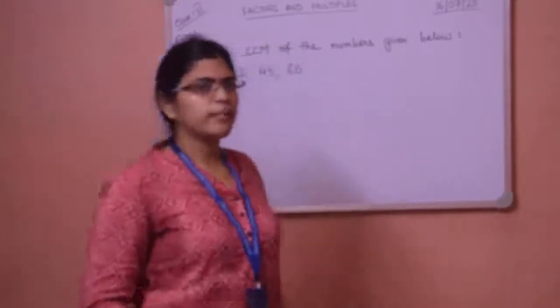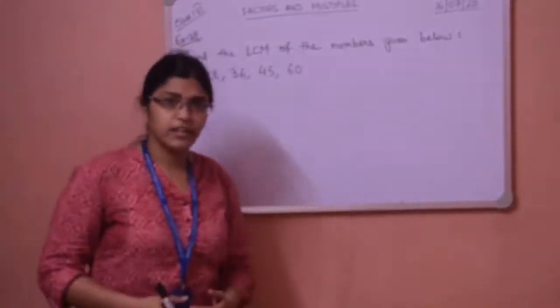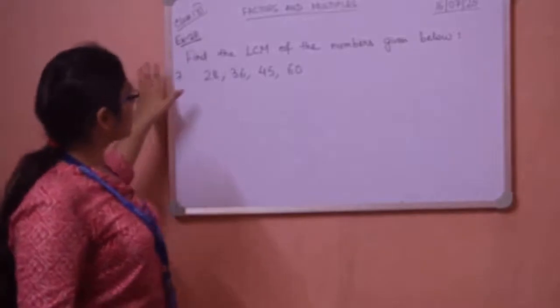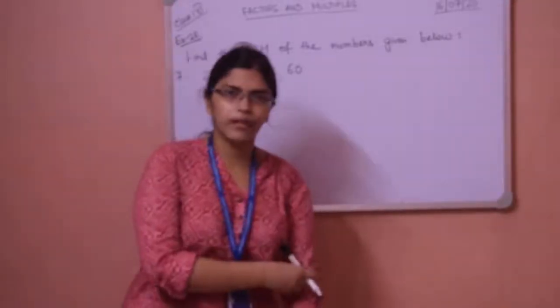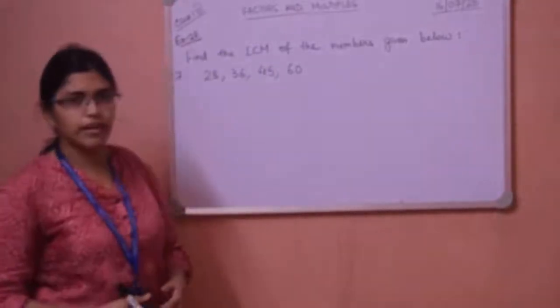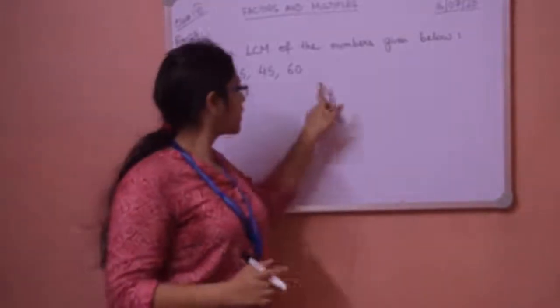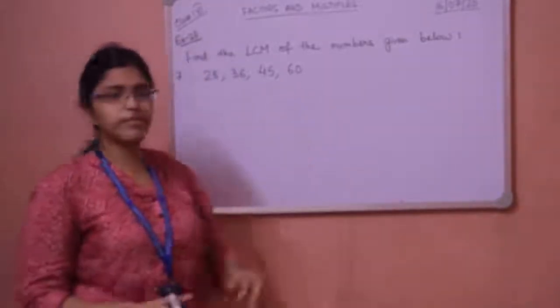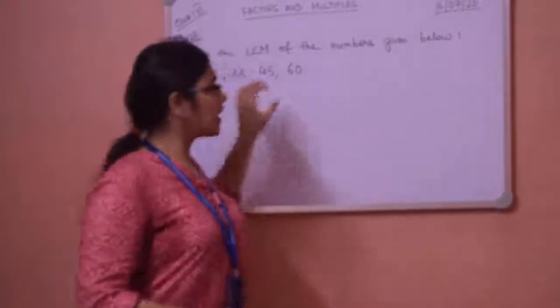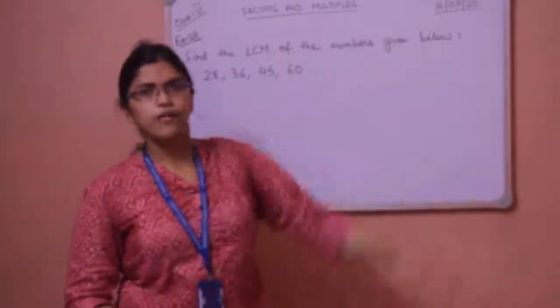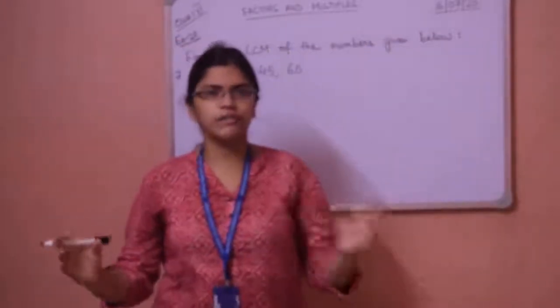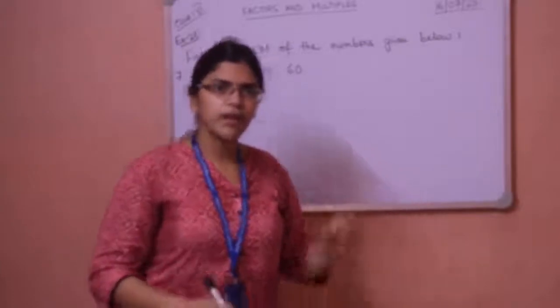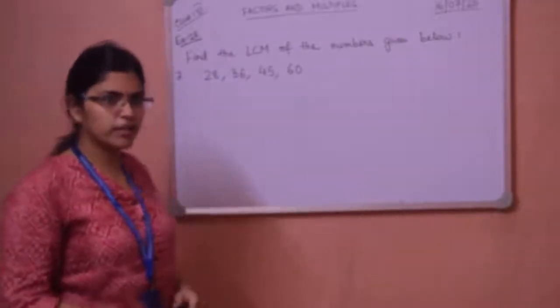Now let us solve some sums from exercise 2E. First, I have taken find the LCM of the numbers given below, and I have taken sum number 7. Sum number 7, there are 4 numbers 28, 36, 45 and 60. And see, there are no methods mentioned here. So that means prime factorization or division, you can use any one of them. So I have taken division method for this one.